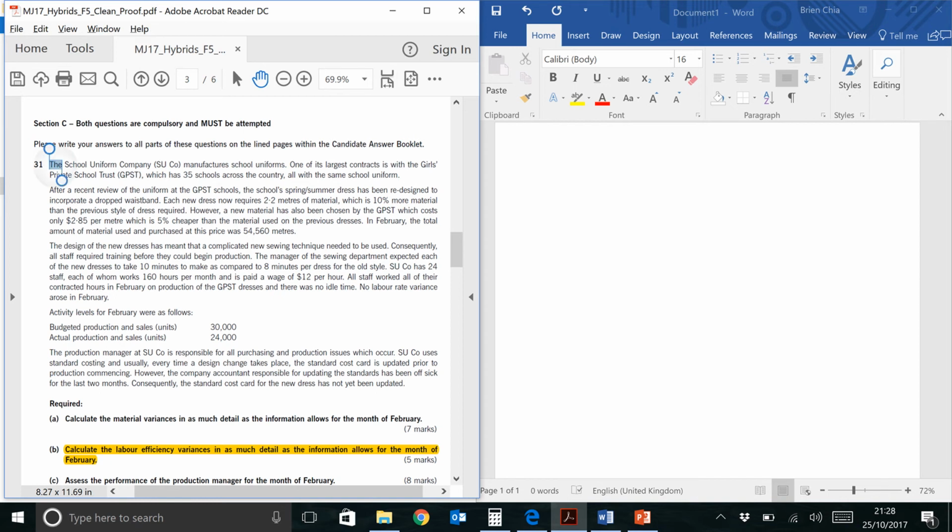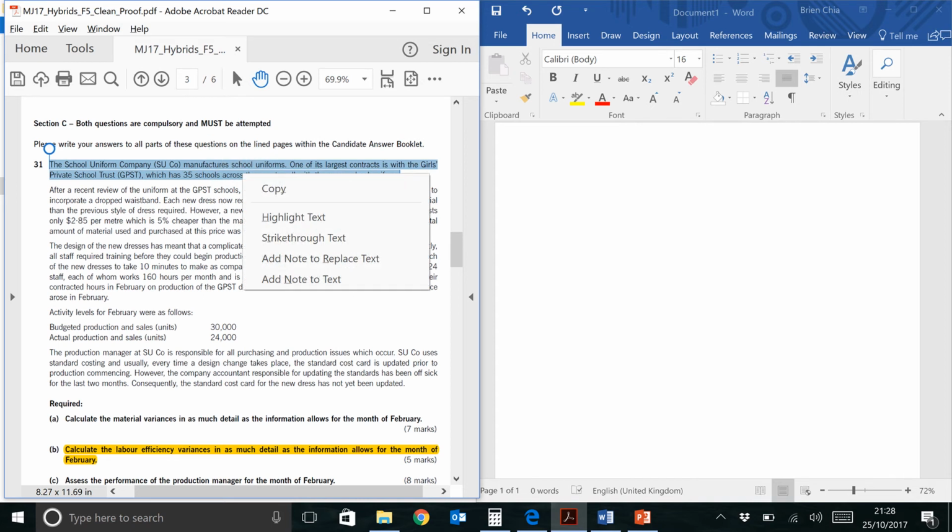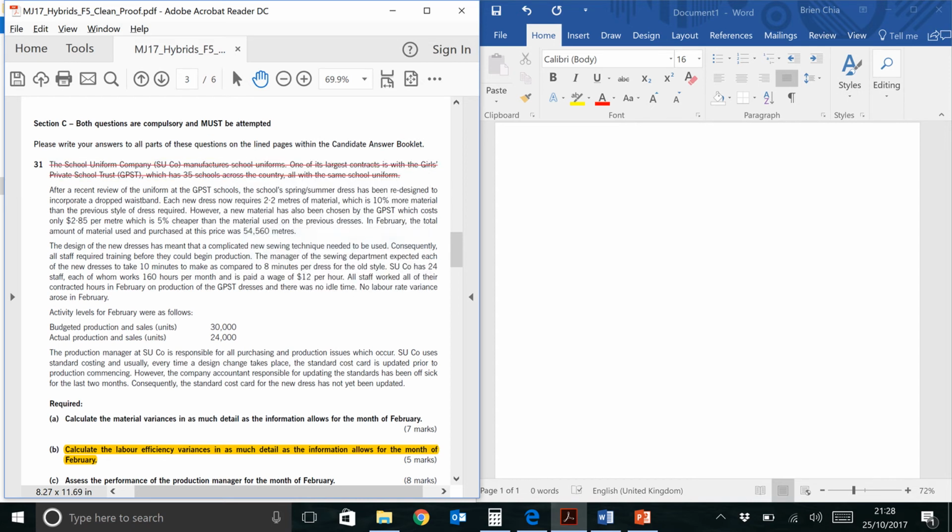The first paragraph, which you can see over here, is not really relevant to answering the question, so we're going to take that out. And the second paragraph has a lot to do with materials, so that's also not very relevant. We are also going to take that out. So let's take a look at the third paragraph.